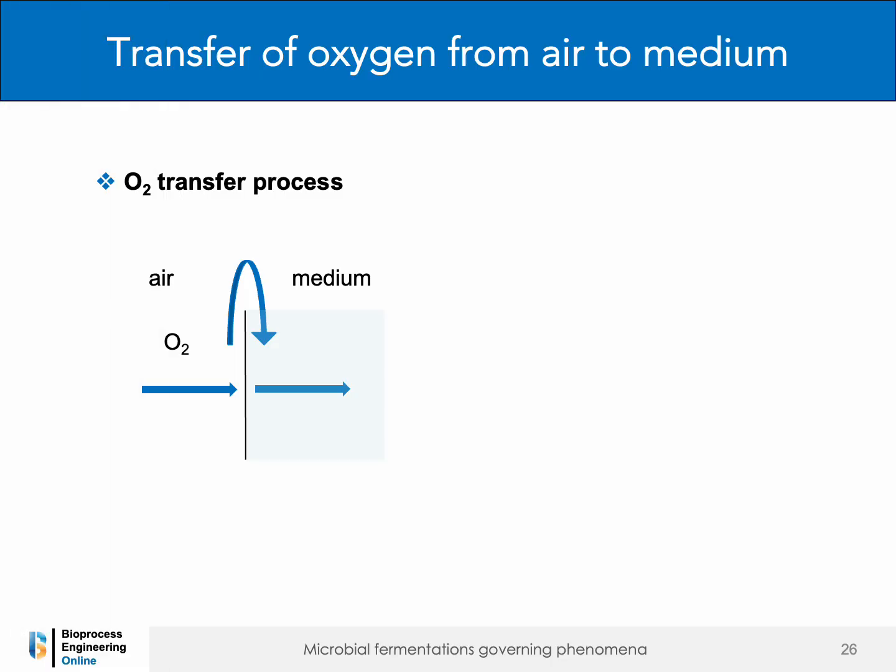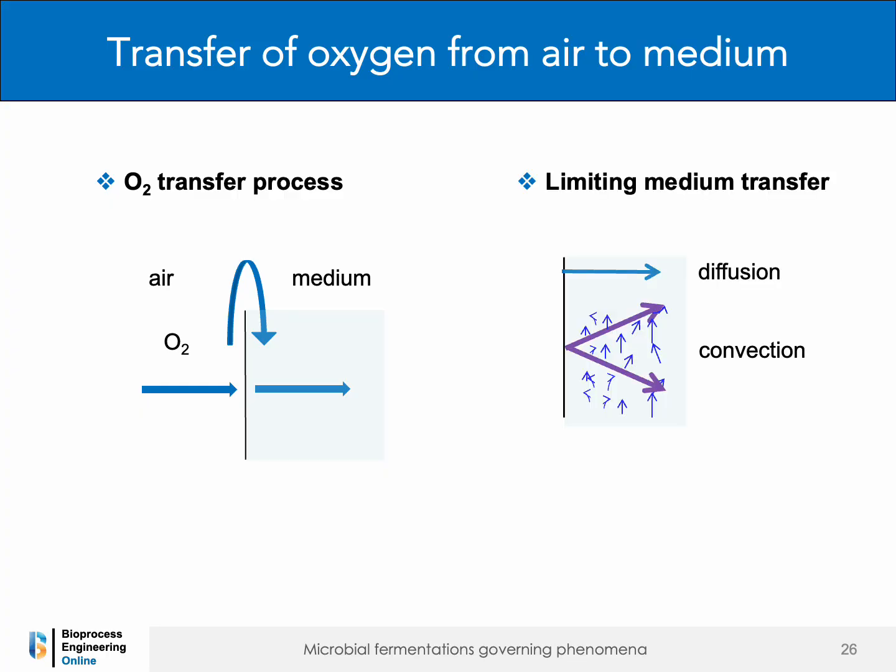Oxygen transfer from the gas phase into the liquid medium occurs through three consecutive steps. Transport to the interface: oxygen moves from the bulk gas phase to the gas-liquid interface by diffusion and convection. Dissolution at the interface: oxygen molecules cross the interface and dissolve into the thin liquid layer adjacent to the surface. Transport into the bulk liquid: dissolved oxygen diffuses and is convected from the surface layer into the bulk culture medium.